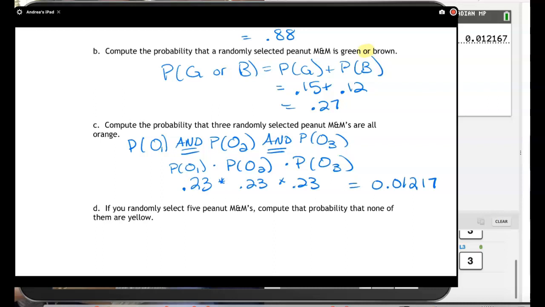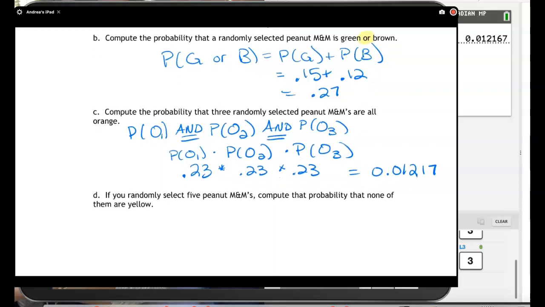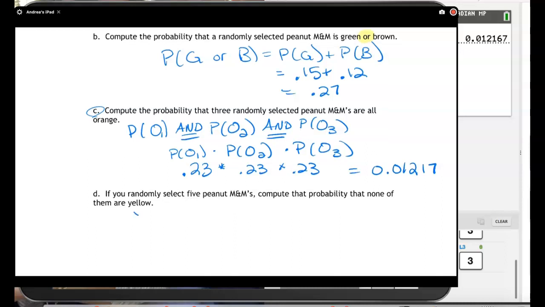Okay, and this last one, if you randomly select 5 peanut M&Ms, compute the probability that none of them are yellow. So it's similar to what we did in part C here, where we did the multiplication, because we want the probability that the first one's not yellow, and the second one's not yellow, and the third one's not yellow. You understand? All the way to the 5th one. So we're going to multiply those.